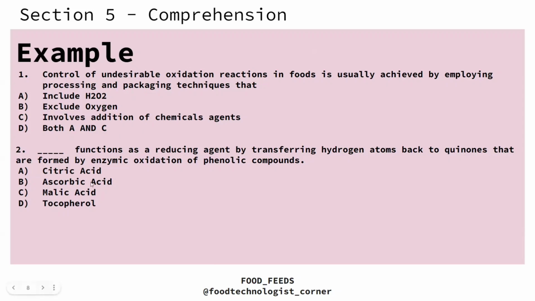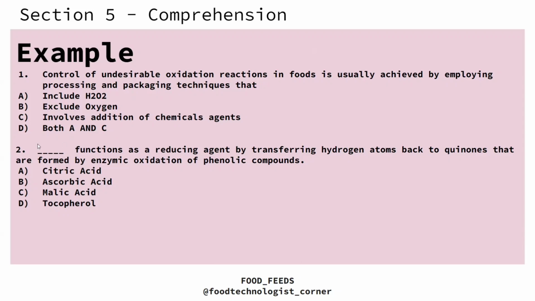The second question they have asked is: dash functions as a reducing agent. In the paragraph they have talked about oxidation, so definitely the question might be coming from that paragraph. Dash functions as a reducing agent by transferring hydrogen atoms back to quinones that are formed by enzymic oxidation of phenolic compounds. Quinones are formed during the browning reactions. They are intermediate, unstable products in between these browning reactions or the Maillard reaction.